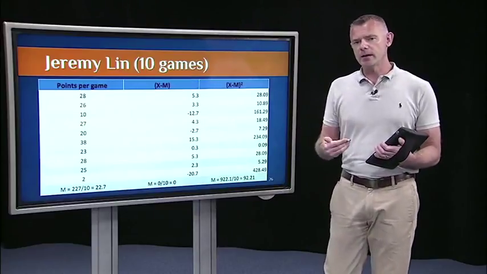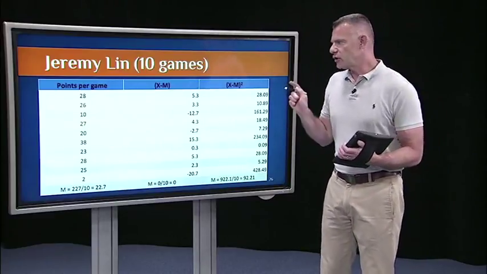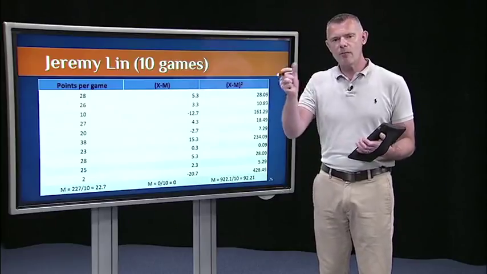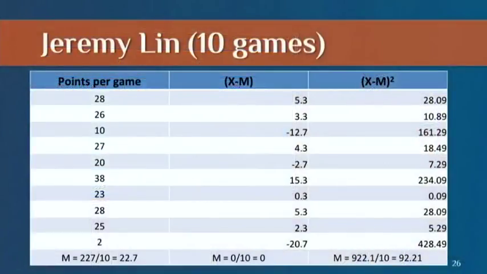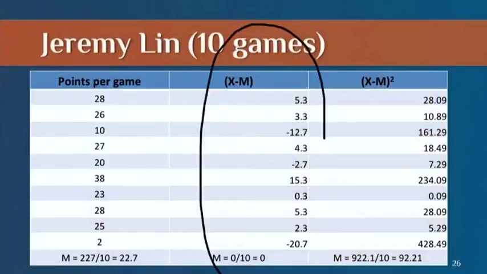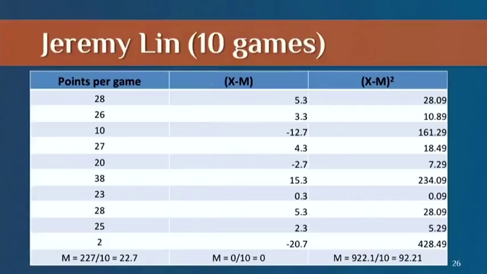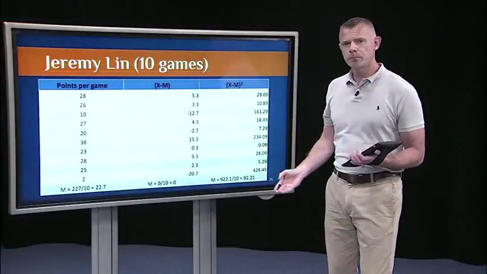To calculate variance, we then have to look at each individual game and see how much he is differing from his average. So this middle column is what we call deviation scores. We just take points per game for that one row and subtract out his mean. So the first one is 28 minus the mean, 22.7, which is 5.3. We go down and do that for each row.